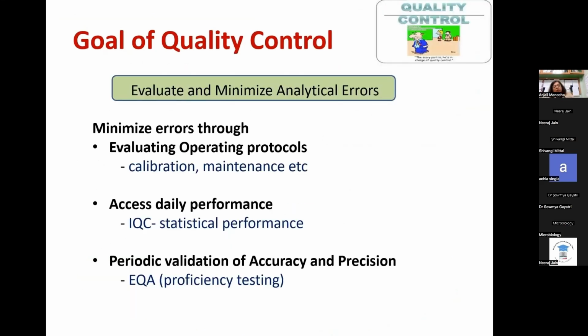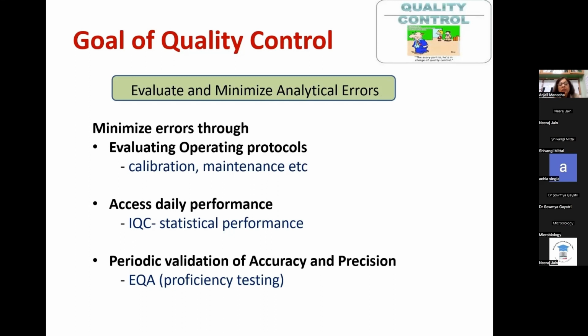So when we talk of quality control, what is our goal? We have a simple goal, very, very simple, and that is to evaluate and minimize analytical errors. Now, we will come to analytical errors a little later, but our aim is to minimize errors. And how do we minimize errors in the lab?